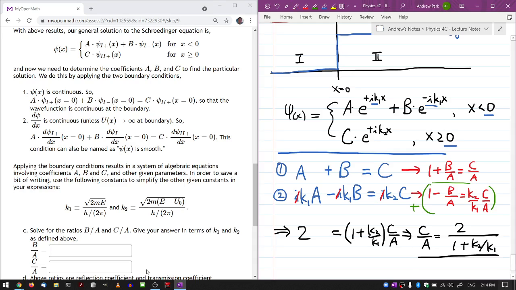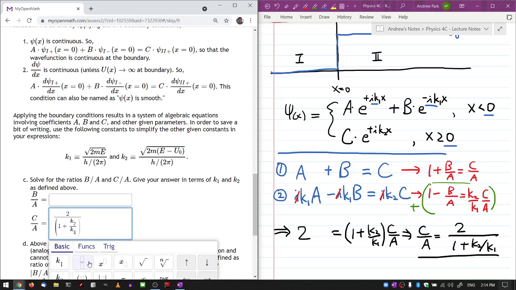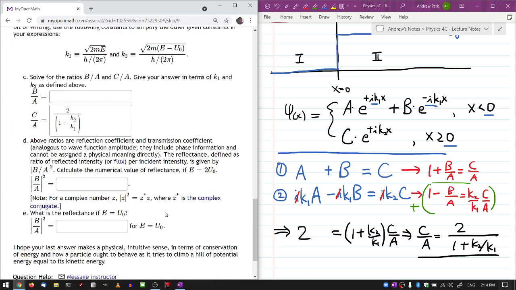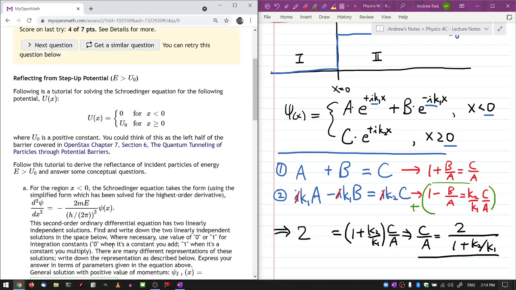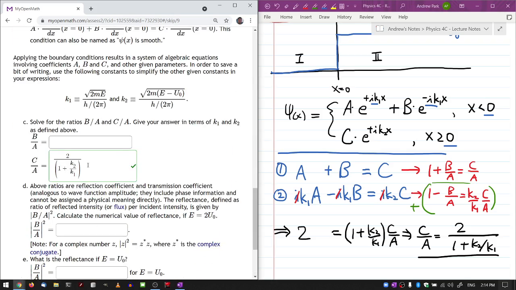Seems simple enough. Let me plug that in, see what I get. 2 divided by 1 plus k2 over k1. Okay, let me see if that's the right answer. Good, it says it's right.